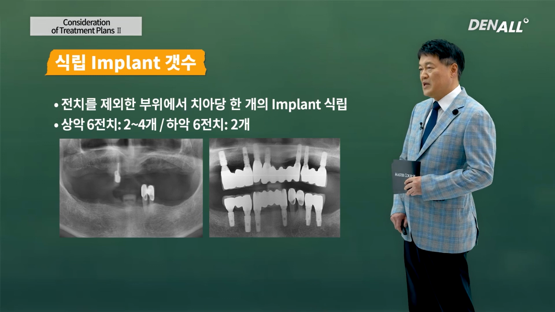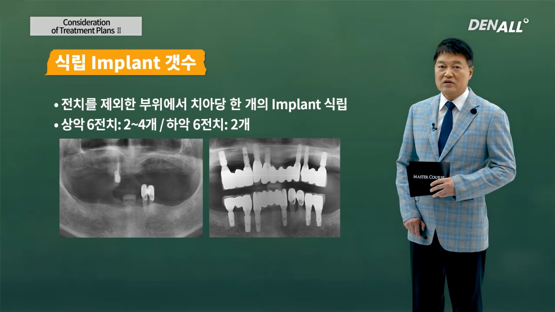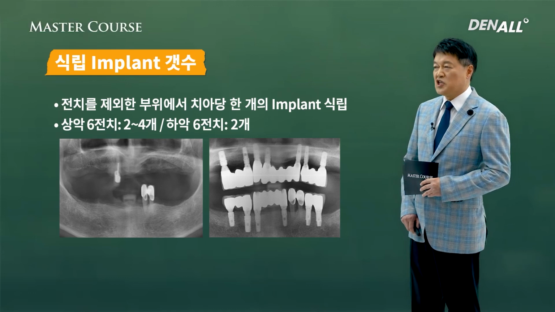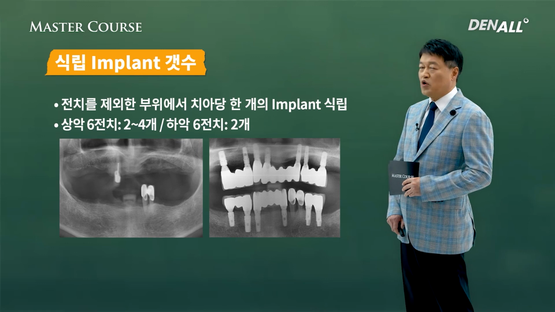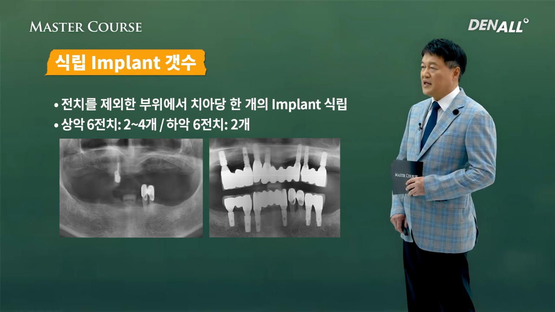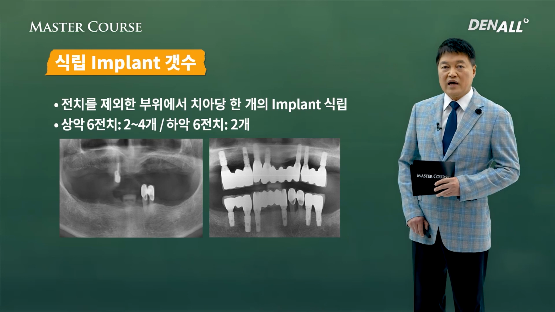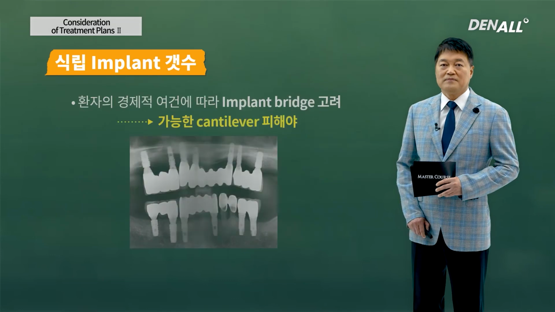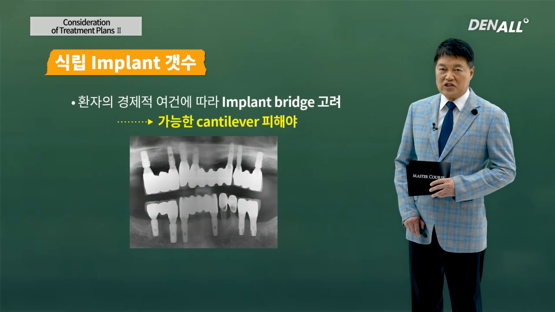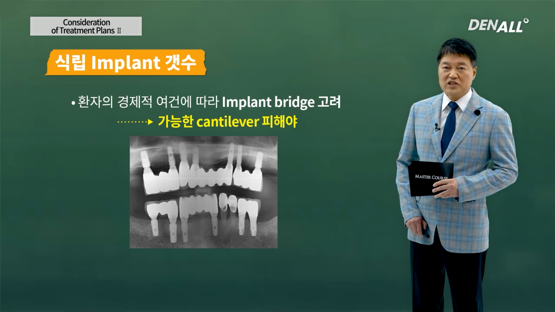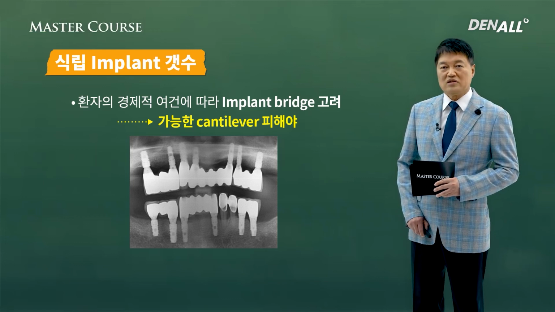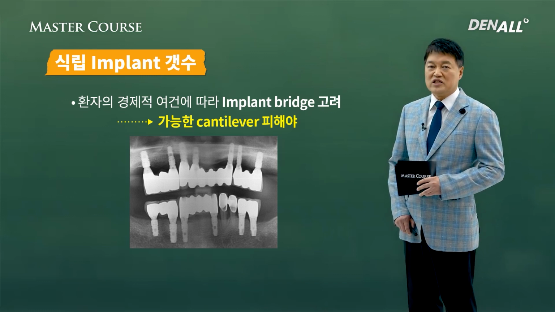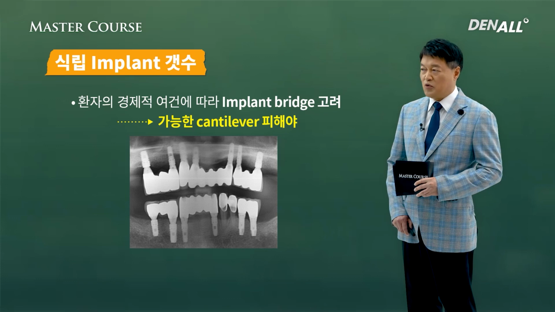The next consideration is the number of implants to be placed. In general, except for anterior, you place one implant for one missing tooth. However, in the anterior, you don't need to do it for every single missing tooth. So in the upper anterior, you place 4 for 6 anterior teeth, and for the lower 6 anterior, you place 2. Depending on the patient's economic condition, you can also consider an implant bridge. However, if possible, you need to avoid cantilever force, so implant position should be carefully thought out.